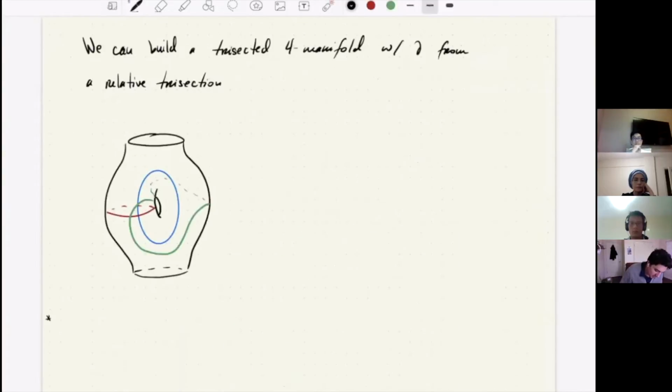Okay, so this here is a trisection diagram of B^4. So this is a (1, 1, 0, 2) relative trisection diagram.